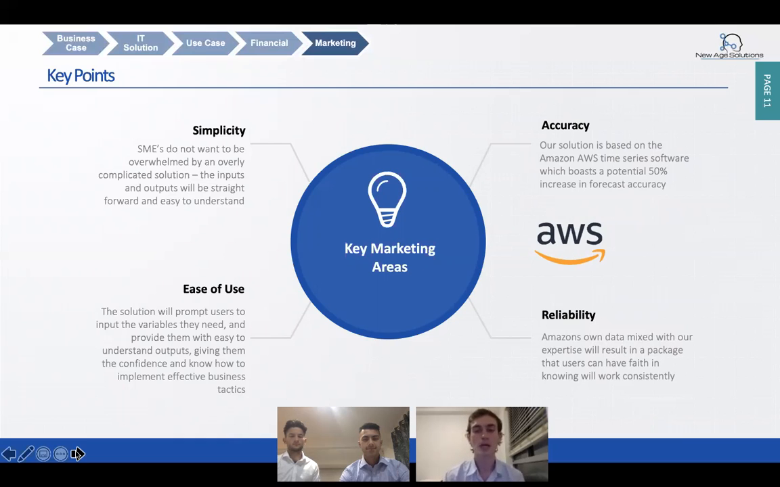For a business to implement machine learning as part of their strategy, they need to know that the solution will produce the desired results. This ultimately comes down to accuracy and reliability. The Amazon AWS software is both accurate and reliable. Amazon itself claims the solution can be up to 50% more accurate, and Amazon's wide-scale success in forecasting is a testament to its reliability. This is a key point to iterate to potential businesses, as in conjunction with our COVID-19 specific understanding, knowing that our service is Amazon-based instills confidence in the solution.